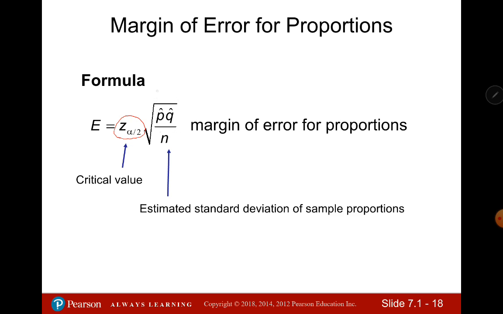The second part of the formula, we see that in the square root, we have the p hat. Make sure you know this is the sample proportion. And what is the q hat? We always know the relationship between p hat and q hat, remember? The sum of p hat and q hat is equal to 1. And this n always stands for the sample size. How many values in our sample?